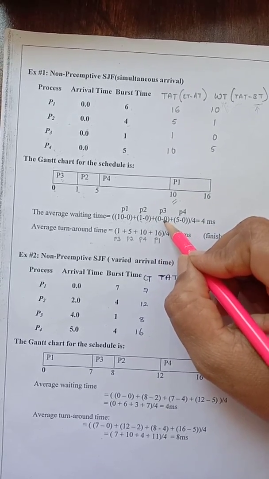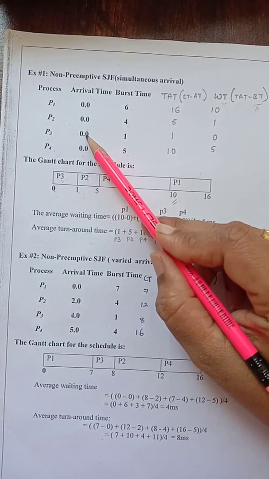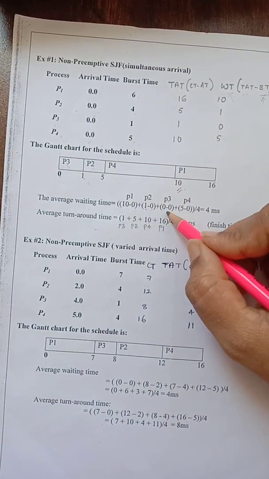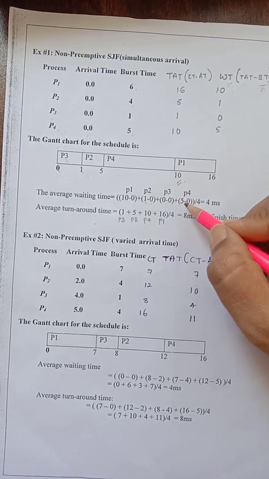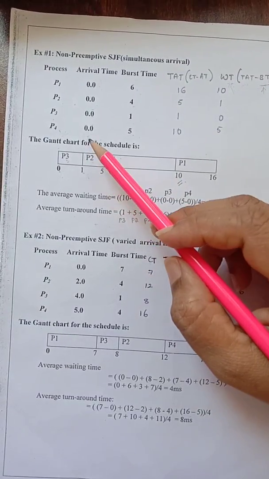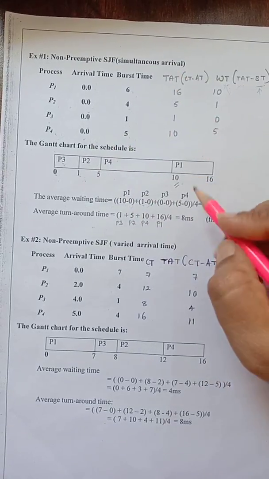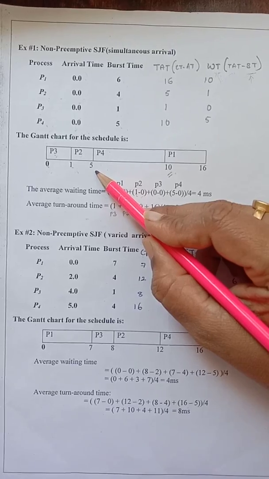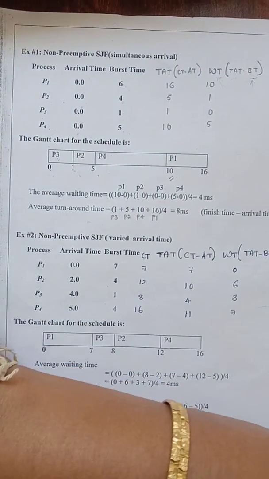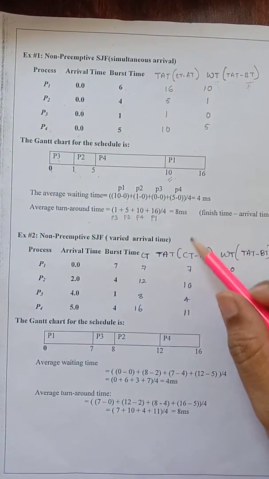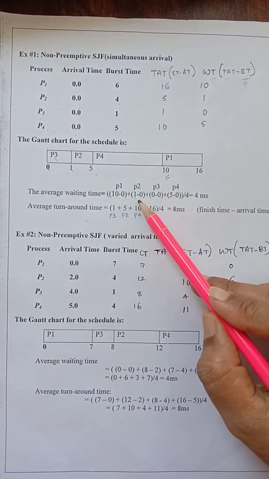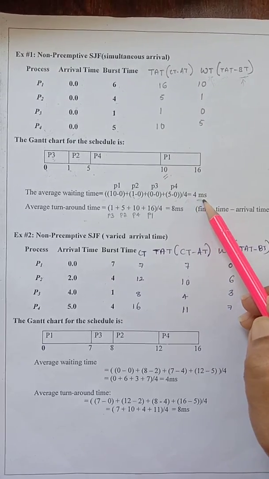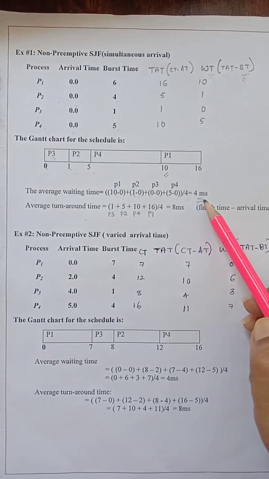Next is P3. P3 arrived at 0 and got the CPU at 0 only, so there is no waiting time for P3: 0 minus 0. Next P4 arrived at 0, but he waited until 5 milliseconds, so the waiting time of P4 is 5 minus 0. So 10 minus 0, 1 minus 0, 0 minus 0, 5 minus 0, divided by 4 will give you an average waiting time of 4 milliseconds.